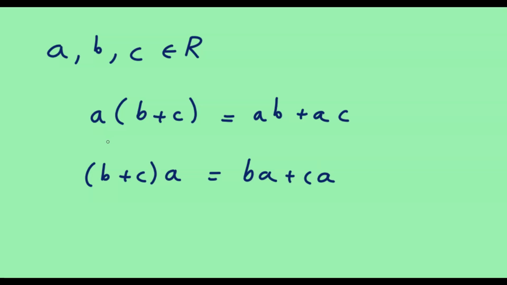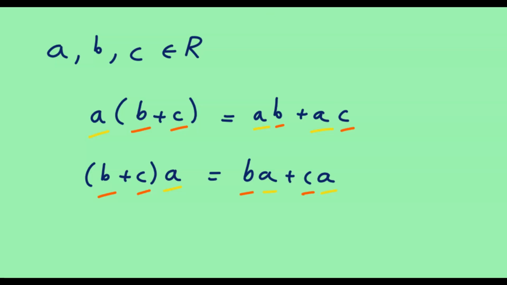Now we call this the distributive law because we can see that the factor a is distributed to each term in the parentheses. And the second one as well, we have b and c in the parentheses, and the factor a is distributed to both of these terms. This is why we call this the distributive law.